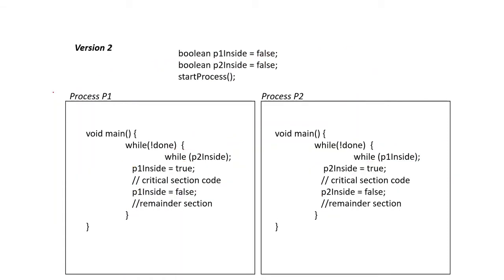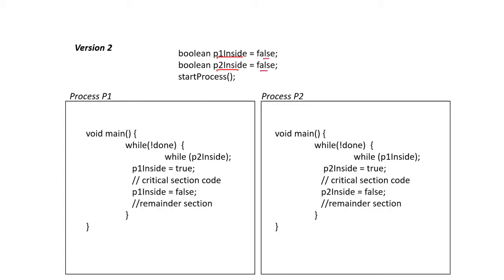Now let's see how version 2 tackles the lockstep synchronization problem. Instead of having one turn variable, that is p number, as we have seen in version 1, we are using two boolean variables, p1 inside and p2 inside, which indicate which process is executing inside the critical section. At initialization, both the variables are set to false.